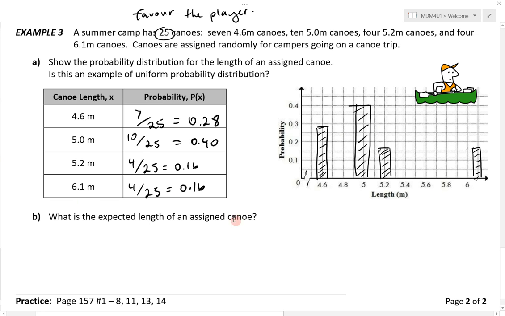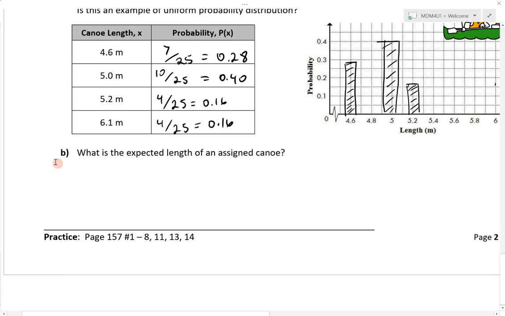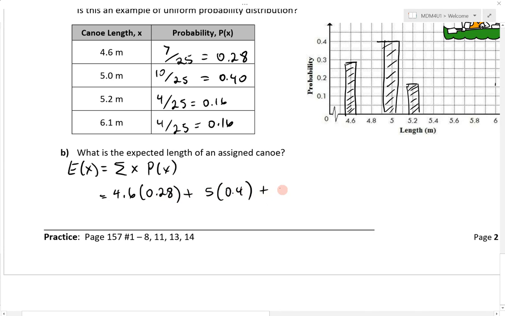Okay, so what is the expected length of an assigned canoe? So let's calculate the expected value. E(X) equals the sum of x times P(x). And that's equal to, well, we take 4.6, so that's my x value, times its probability, 0.28. Add 5 times 0.4. You add 5.2, and you multiply that by 0.16, and you add 6.1, and you multiply that by 0.16. Altogether, you get 5.1 meters.